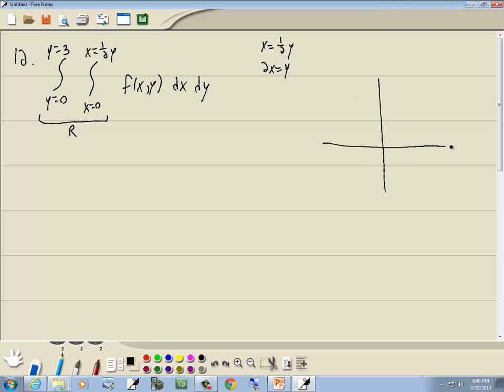So let's see what it looks like. Y is equal to 0. That's going to be this right here, our x-axis. Y is equal to 3 is this right here. X is equal to 0, well, that's our y-axis. And running out of colors, y is equal to 2x.